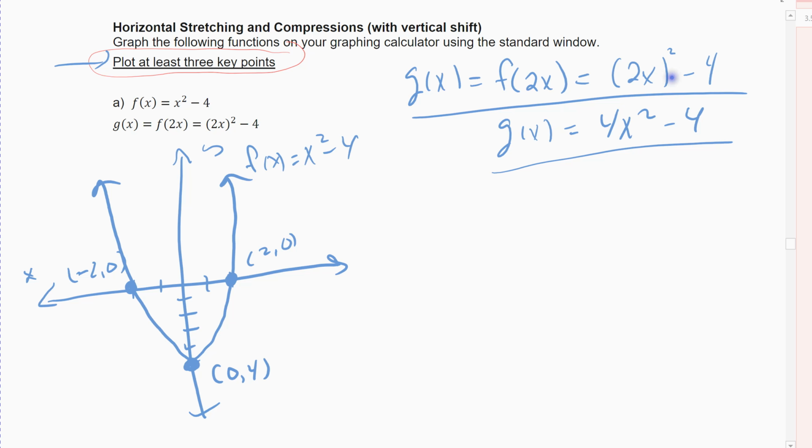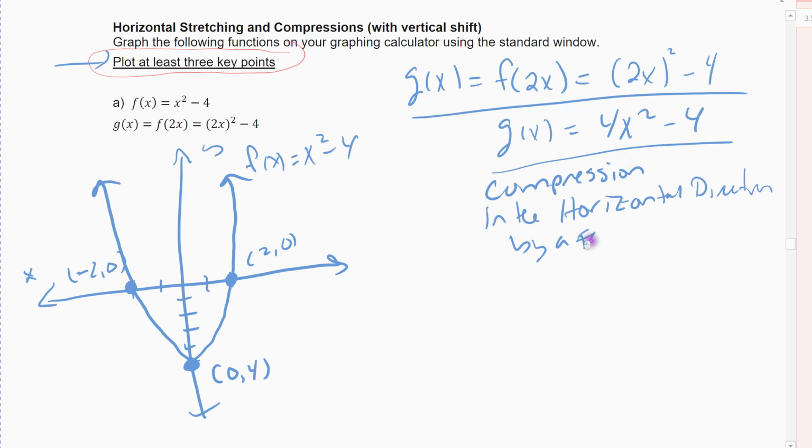It's just easier to see the compression here. It's a compression, right? It's shrinking it. So it's shrinking it by 2, right? It's compressing in the horizontal direction by a factor of 1/2. You can also say a factor of 2. Divide everything by 2. All of the x values get divided by 2. The y values stay the same.